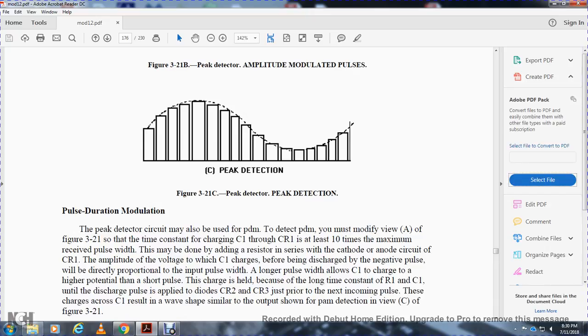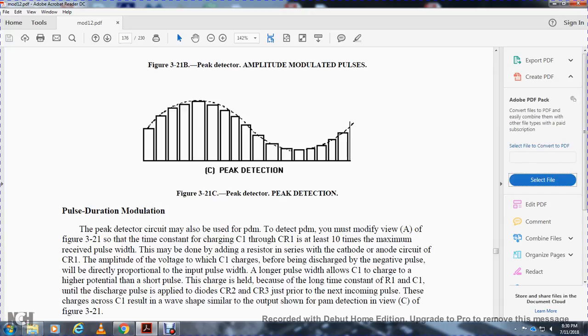To detect the peak duration modulation, you must modify the circuit of figure 3-21. The charge time constant of capacitor 1 with diode 1 must be at least 10 times the maximum received pulse width. This may be done with an identical resistor in series with the cathode circuit of diode 1, limiting the amplitude of the voltage of capacitor 1 before it reaches full charge. The negative pulse is directly proportional to the input pulse width. A long pulse will allow capacitor 1 to charge to a high potential, while a short pulse will charge it less, and it recovers over the long time constant of resistor 1 and capacitor 1.